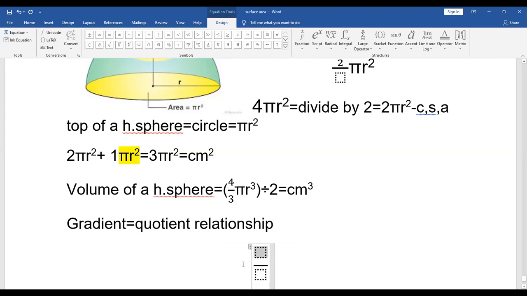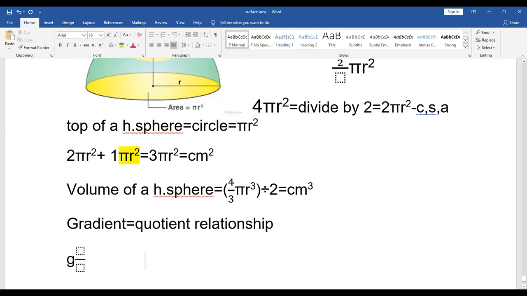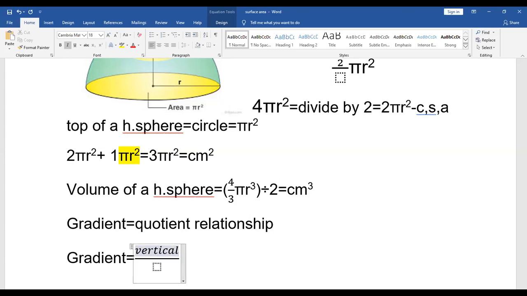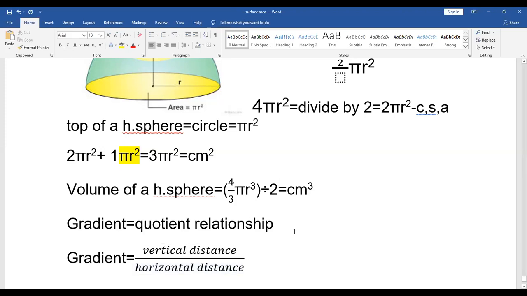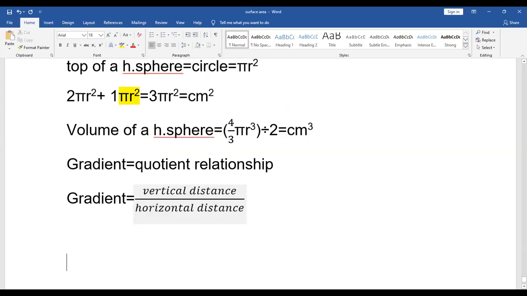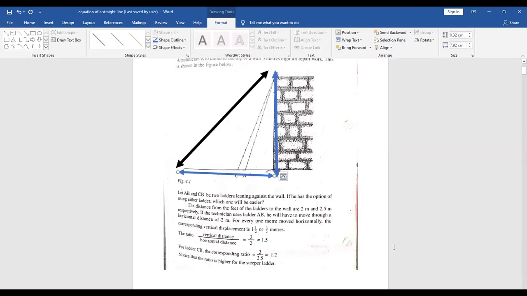So I can simply say here, gradient is equal to the vertical distance over the horizontal distance. So whatever I'm saying here about the quotient relationship, it is something being divided by the other. And in this case, to find the gradient, we are dividing the vertical distance by the horizontal distance. The vertical distance and the horizontal distance. So let us come back to our original example and see how we can achieve that.